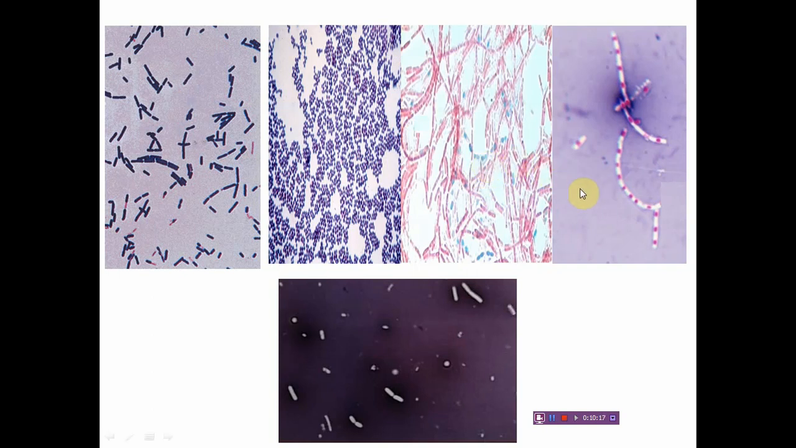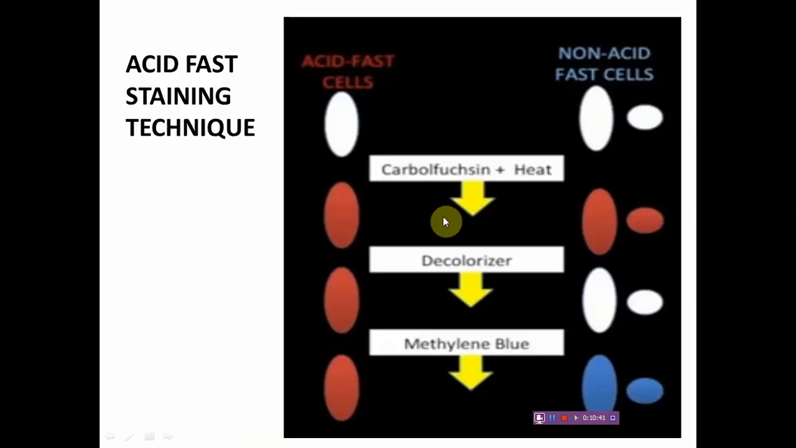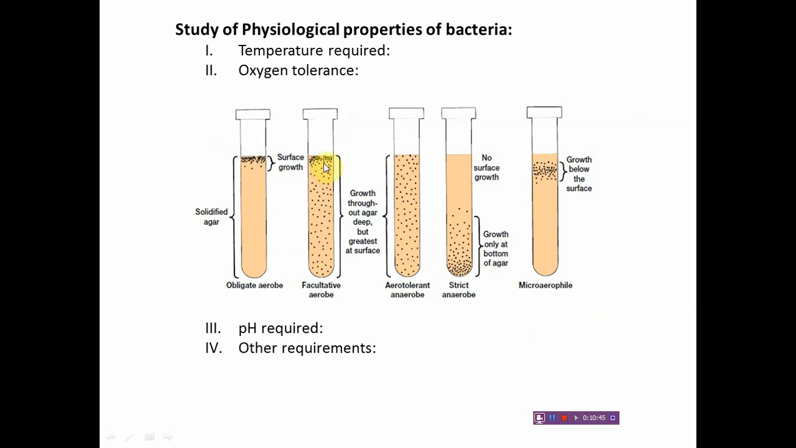After Dorner's technique of endospore staining, we see the colorless rod shaped cells containing pink colored endospores. And these rod shaped diplobacilli are the colorless cells after negative staining. The difference in the Gram positive and the Gram negative cells is visible through the diagrams. This is the procedure of acid fast staining.